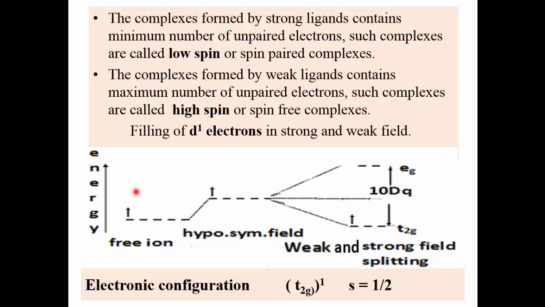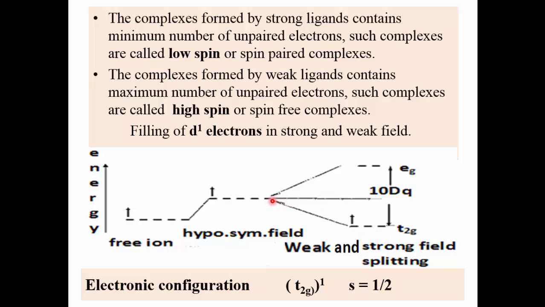Let us start. Filling of d1 electron. This d1 electron filling remains the same for both systems, for both fields, strong and weak field. See here, this is the diagram for both fields, strong and weak. In the free metal ion, there is one electron. We are going to discuss d1. The electron remains as it is in the hypothetical symmetrical field. Now we have to fill this electron in eg or t2g. We have to follow the rules.